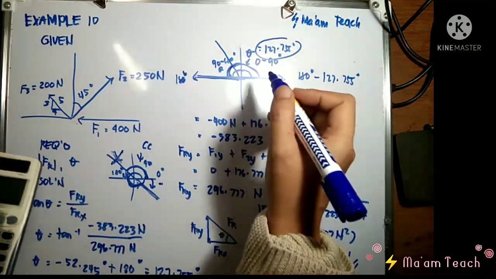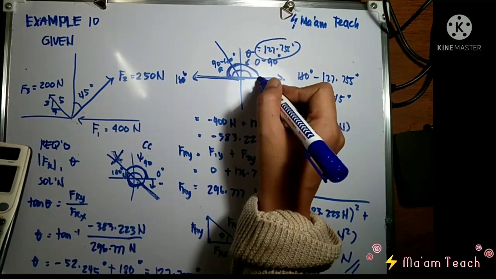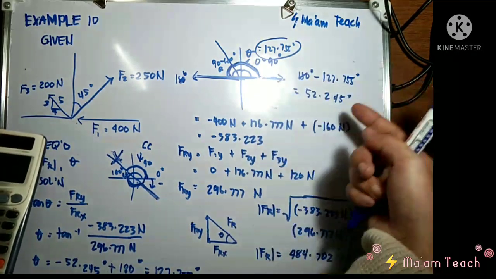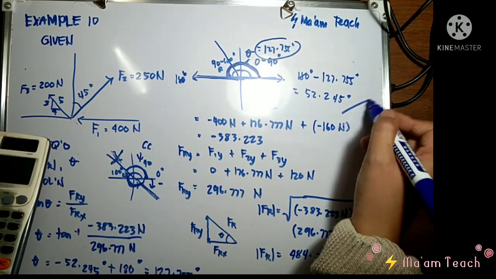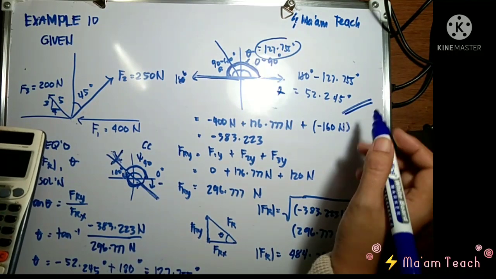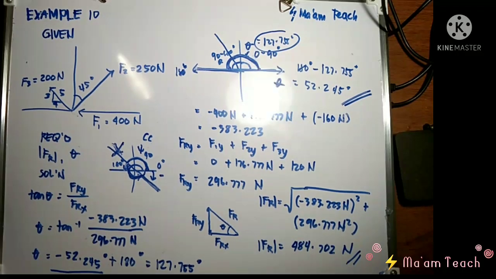But if you measure it from your reference point, which is 0 degrees here, going here, that is 127.555. Now, this should be the final answer. Positive 52.245. Now, going back to our solution earlier, the answer is negative. So what can we conclude from here, class?